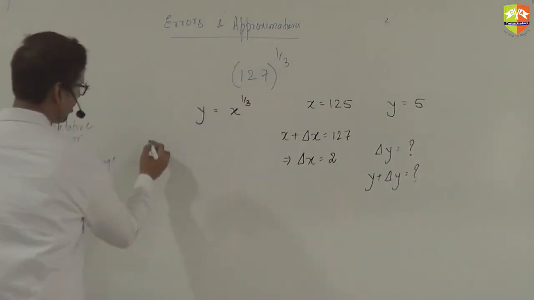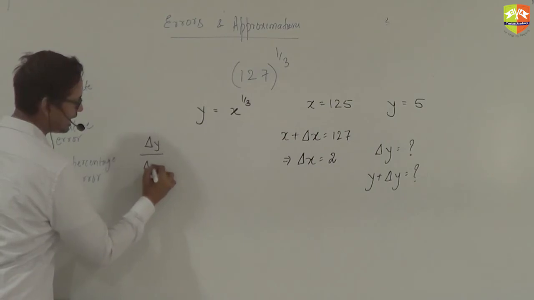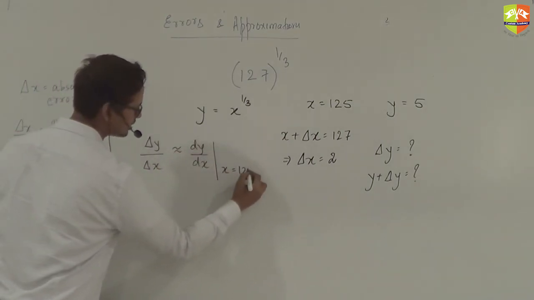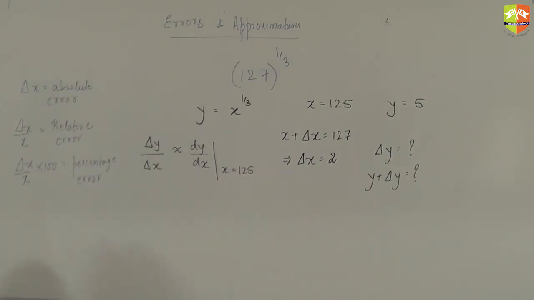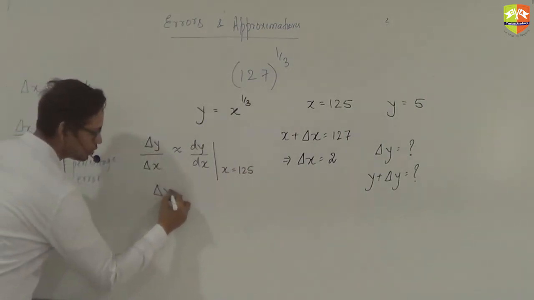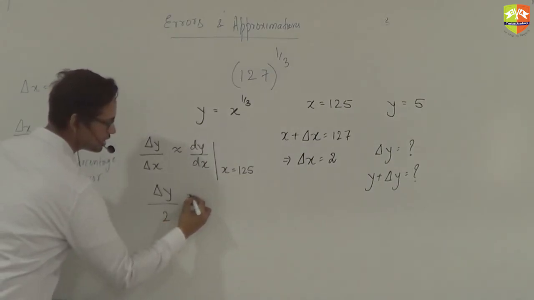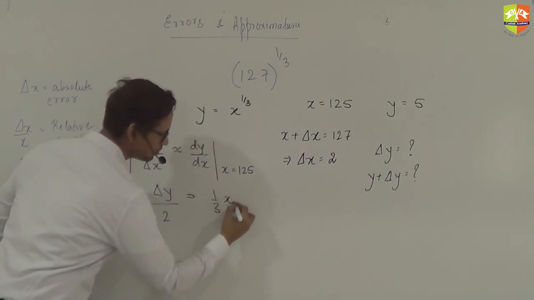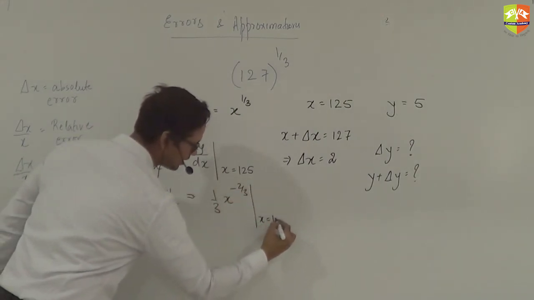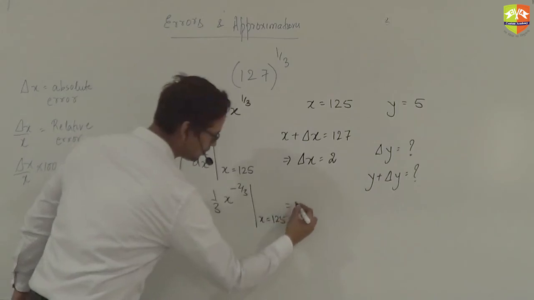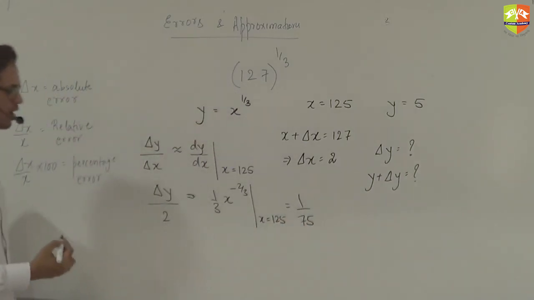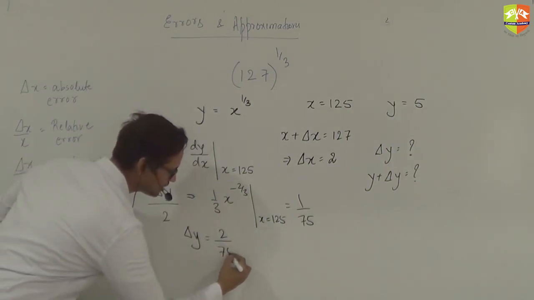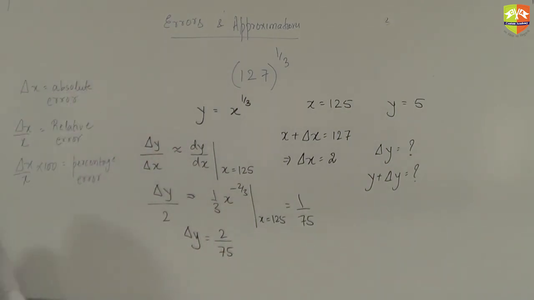So now, I will use the formula delta y by delta x is approximately dy by dx at the point where the error has occurred. Okay? So delta y is not known, delta x is 2. This is approximately equal to dy by dx. What is dy by dx? 1 third x to the power minus 2 third at 125. Can I say this is 1 by 75? Yeah. Okay. So delta y would be 2 by 75.